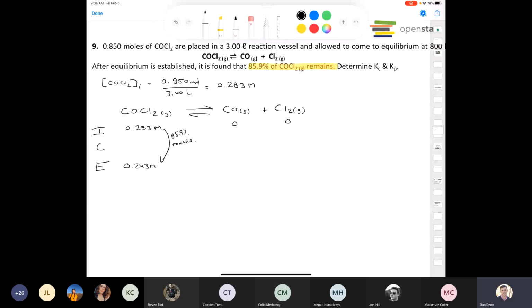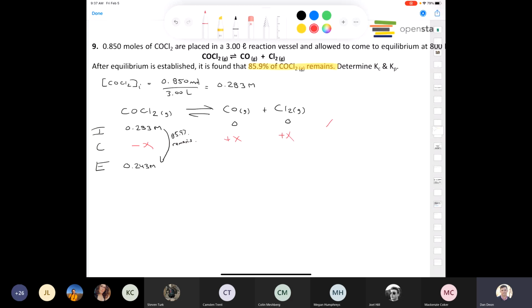Now let's fill out the rest of the table. Well, since the stoichiometric coefficient of everything is 1, and since we consumed some of the phosgene, we can say you lost X, right? You lost some of the phosgene. And again, since the stoichiometric coefficients of the carbon monoxide and the chlorine are exactly the same, we're going to put plus X here and plus X here. Now the question is, what is X?